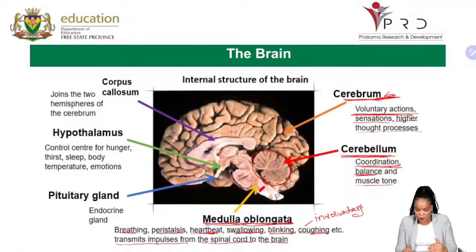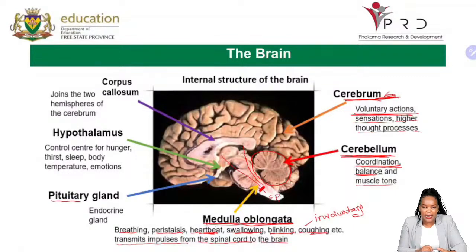It is going to transmit what? Impulses from the spinal cord to the brain, to the rest of the brain here. So that is another function of the medulla oblongata. Then you come to the pituitary gland. I would prefer for you to call it the pituitary gland because it has another name. Another name for the pituitary gland is the hypophysis.